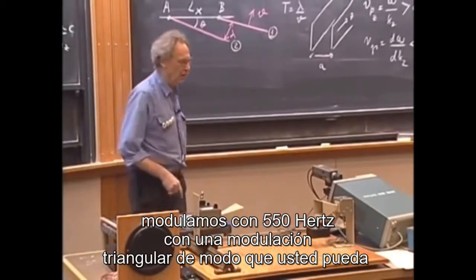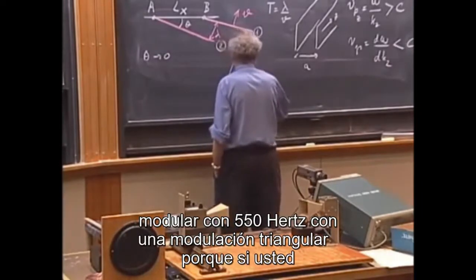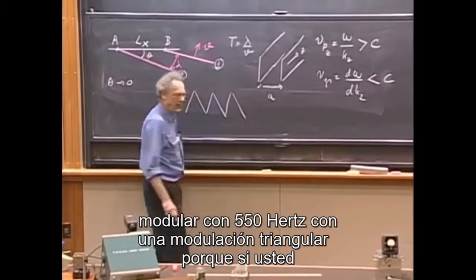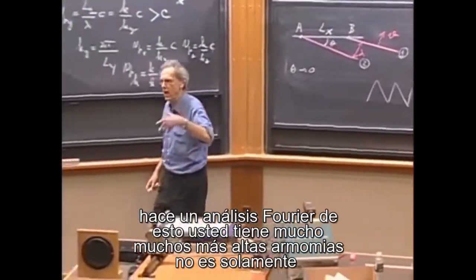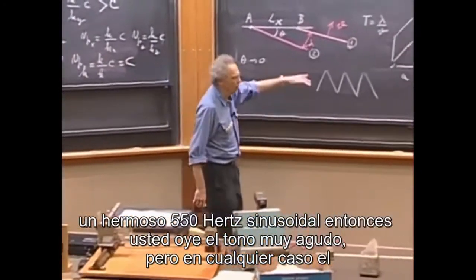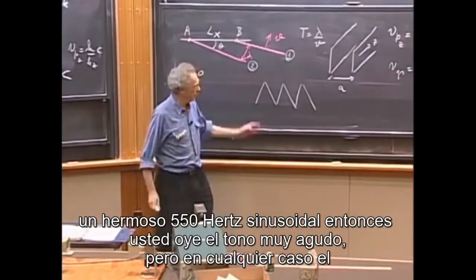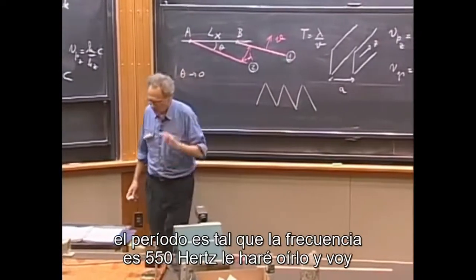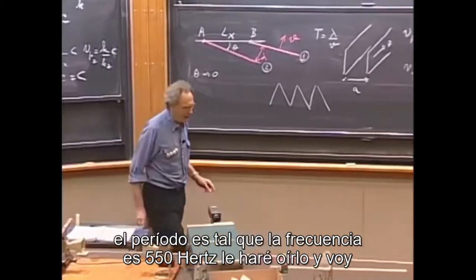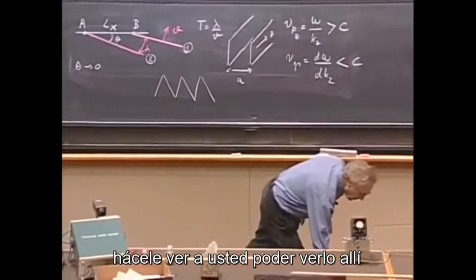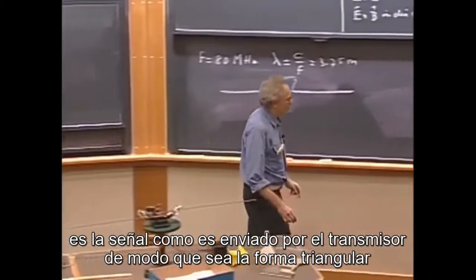And this 10 gigahertz signal, we modulate with 550 hertz, with a triangular modulation so that you can hear it. Triangular audio signals are always not very pleasant, because if you do a Fourier analysis of this, you have many, many higher harmonics. It's not just a beautiful 550 hertz sinusoidal. So you hear a very sharp tone. But in any case, the period is such that the frequency is 550 hertz. I will make you hear it, and I will make you see it. You can see it there.